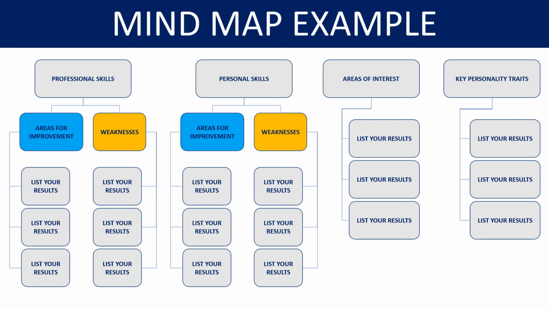And then the OA2 assessment is also going to give you areas of interest that you will list out around the bubble for areas of interest. And then finally, for key personality traits, you will list those results from the OA2 assessment. You do not have to utilize this format. It is at your discretion if you choose to do so.